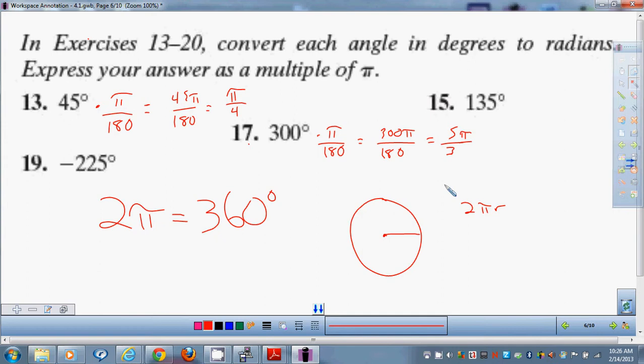The negative doesn't change anything. You still multiply by pi over 180. Somebody do your reduction. Let me know what you get. It'll be a negative. You're allowed to use calculators on this. Negative 5/4 pi. Negative 5/4 pi. Are there questions about where we are getting these?